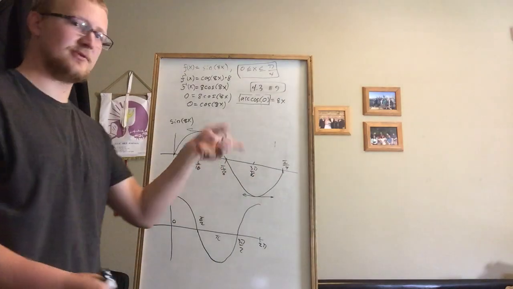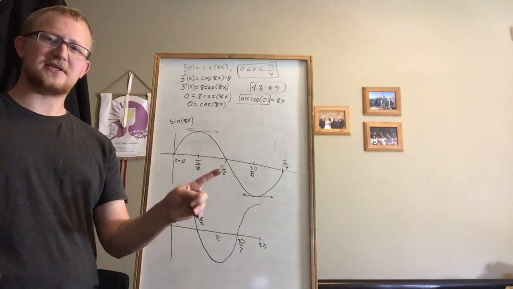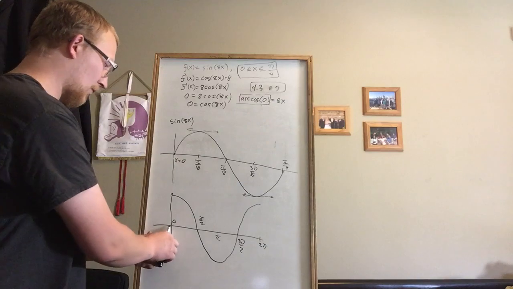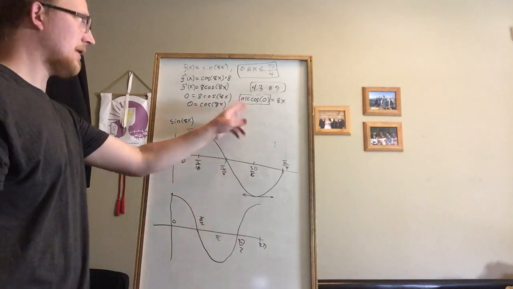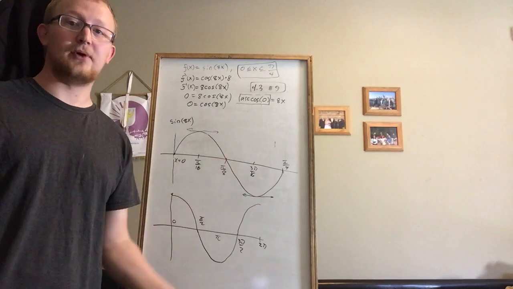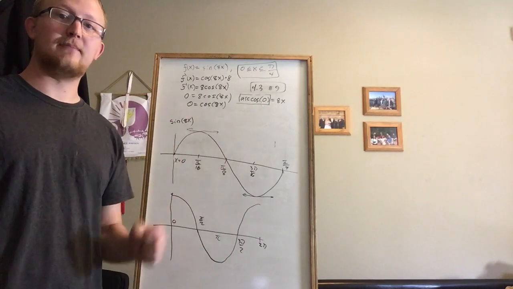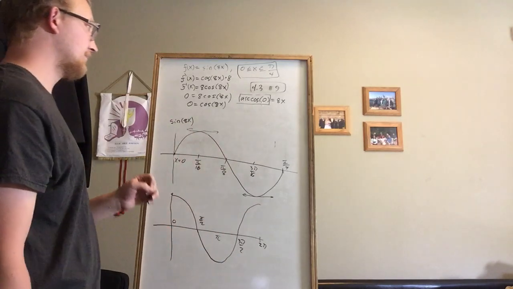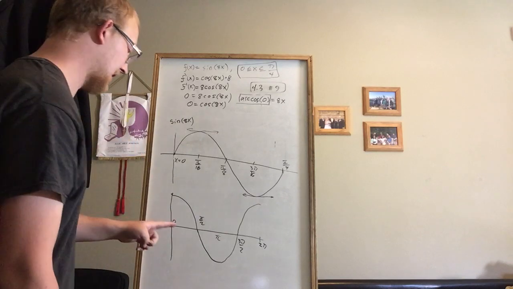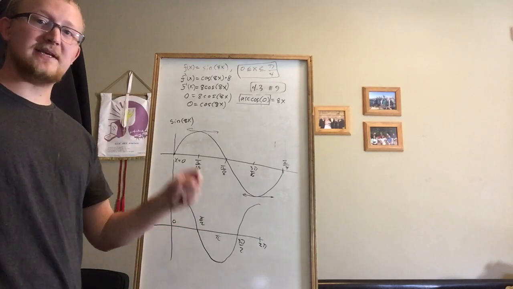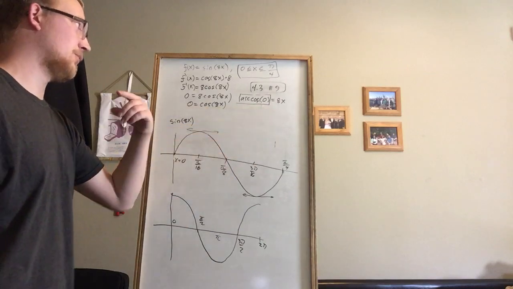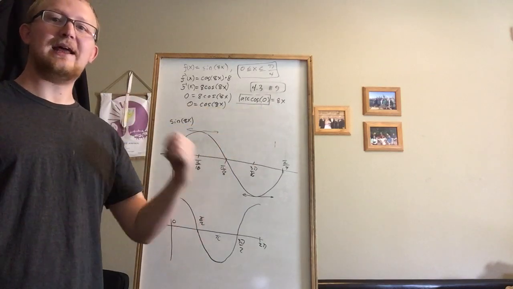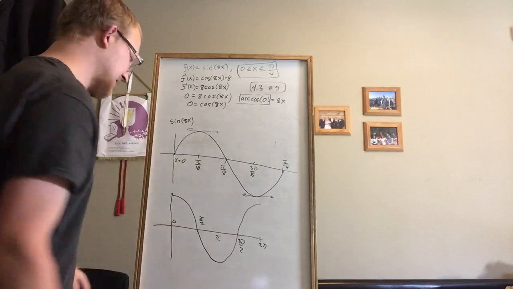And so what we're curious about with arc cosine: with cosine, we're given an input and we're asked for an output. With arc cosine, we're given an output and asked for the input. So essentially, we're asking here, when is the output 0? So arc cosine of 0 is asking, for what input would our output be 0?